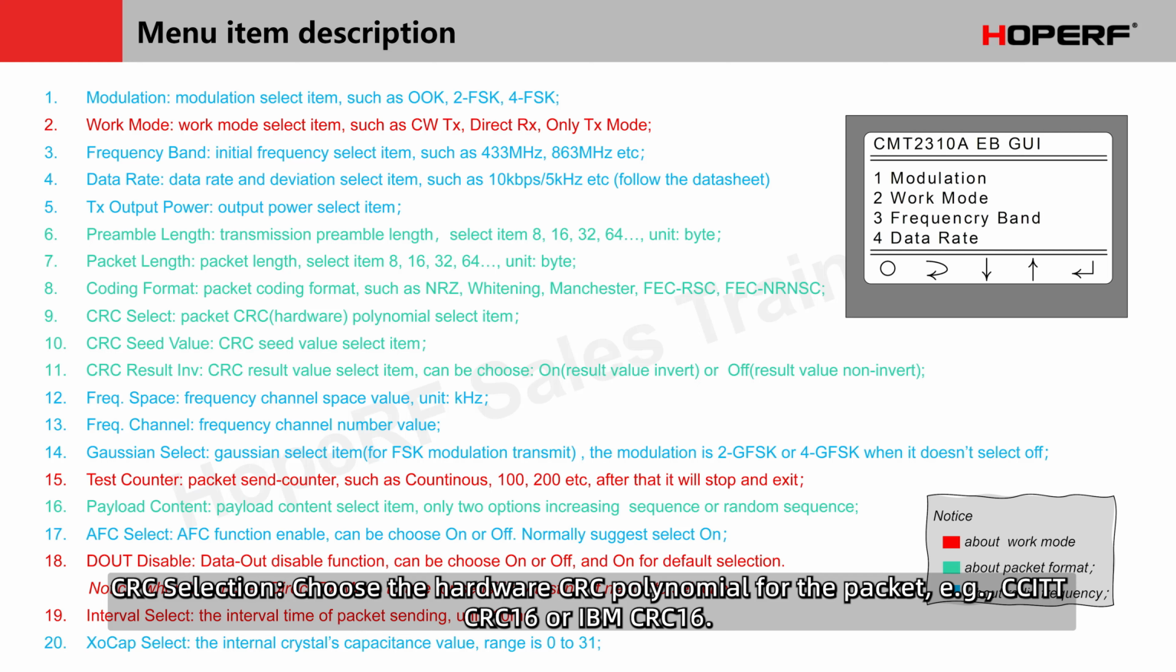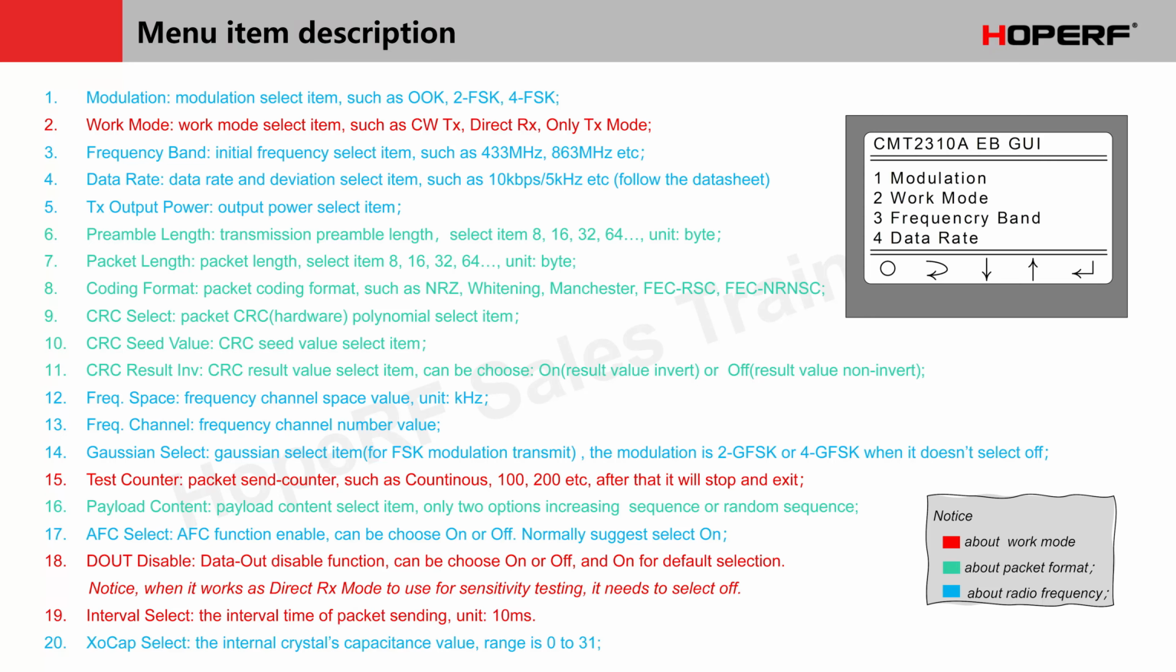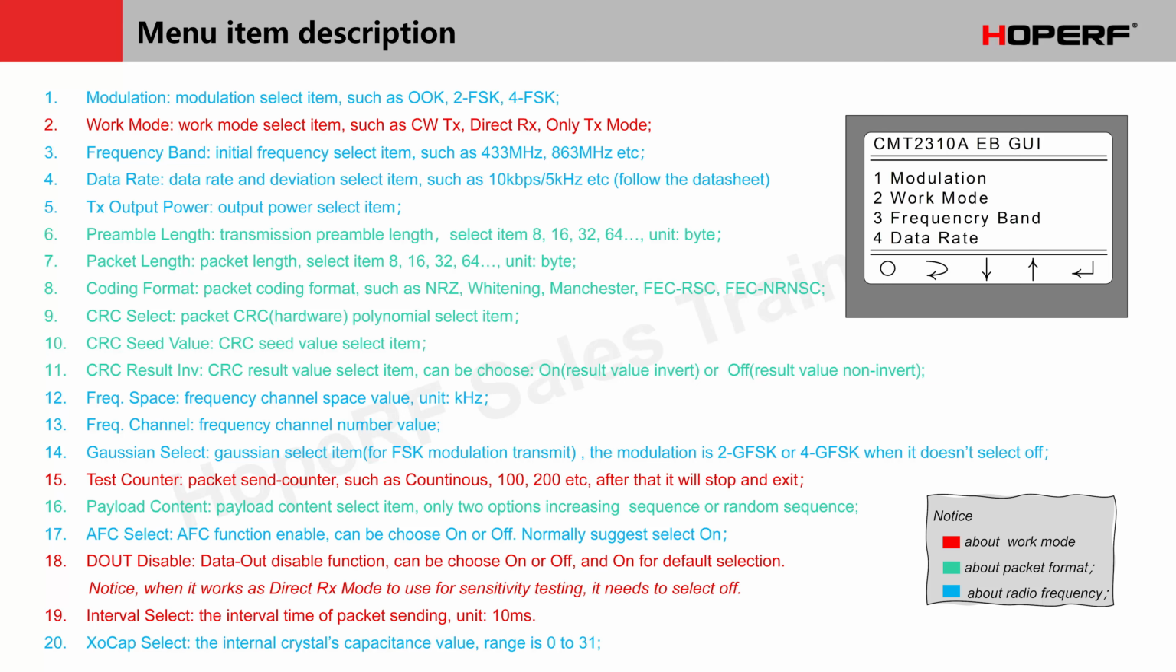CRC selection. Choose the hardware CRC polynomial for the packet, e.g. CCITT CRC16 or IBM CRC16. CRC initial value. Set the initial value for the hardware CRC calculation. CRC inversion. Choose whether to bitwise invert the CRC result. Channel spacing. Select the channel spacing in kHz. Channel number. Select a channel number.